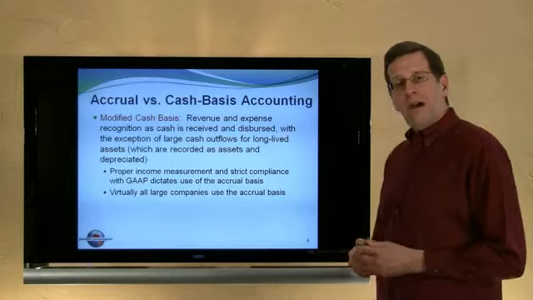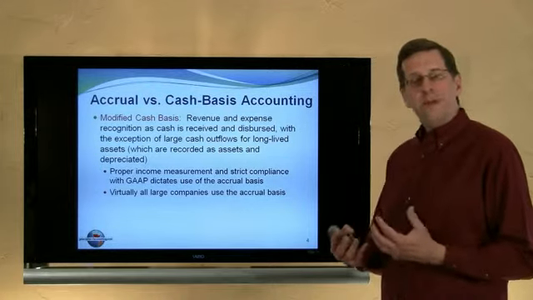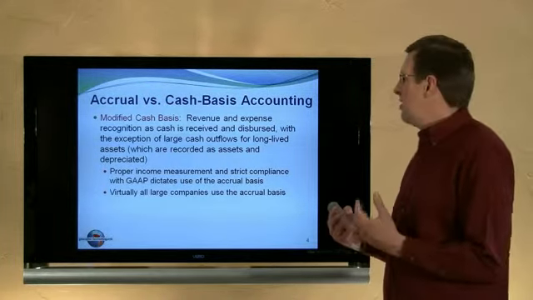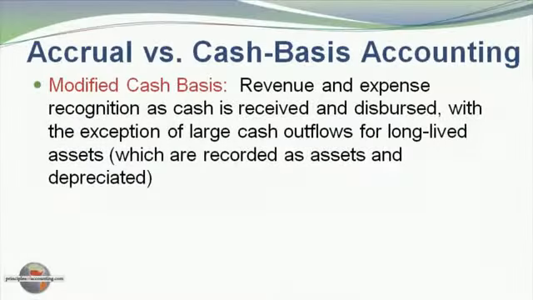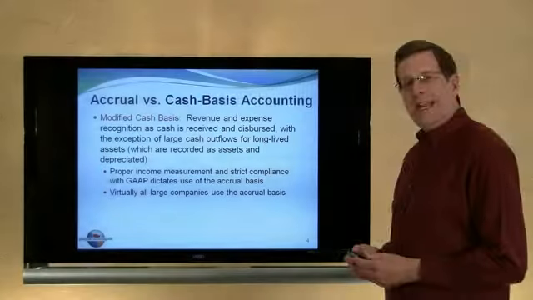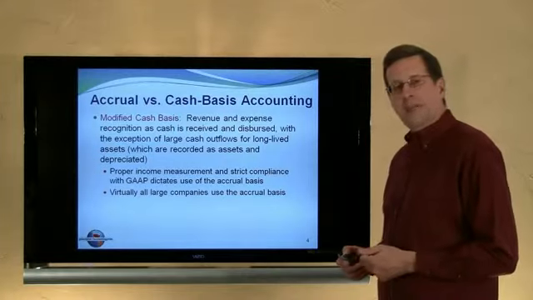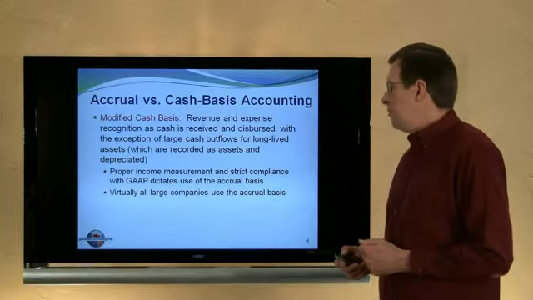There is another method that's sort of a hybrid between the cash and accrual method. It's called modified cash or modified accrual basis of accounting. Basically, it's the cash basis in that revenues and expenses are recognized as cash is received or disbursed, with the exception of large cash outflows for long-lived assets, in which case those assets are recorded as property, plant, and equipment and depreciated. Proper income measurement and strict compliance with GAAP dictates use of the accrual basis.